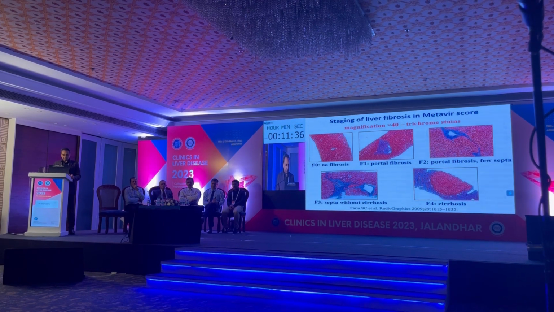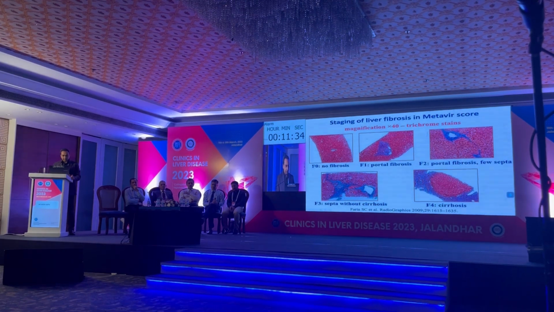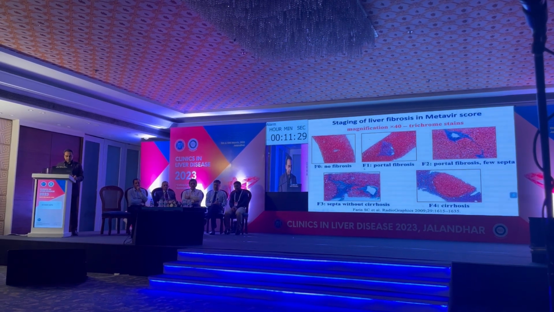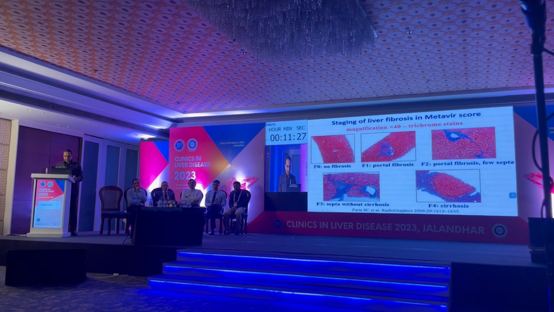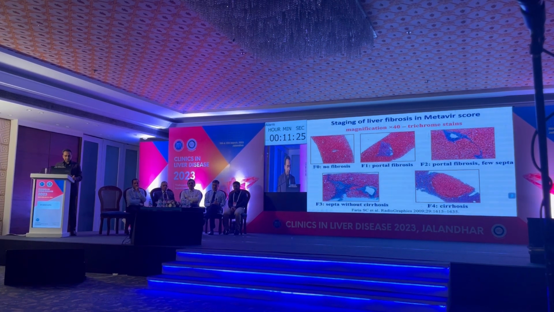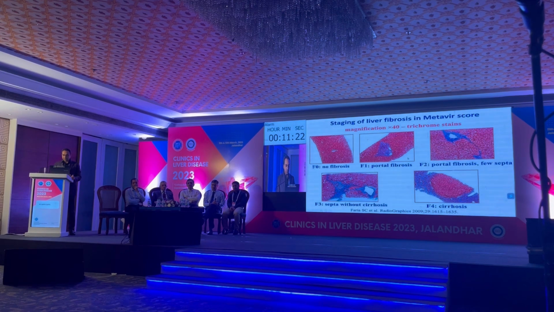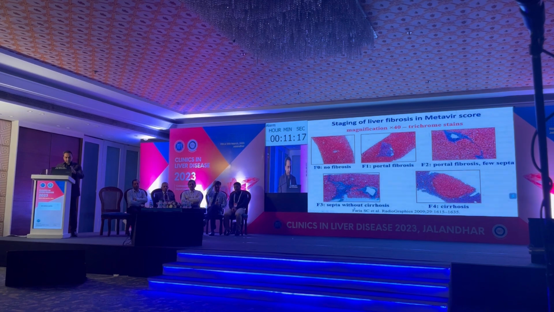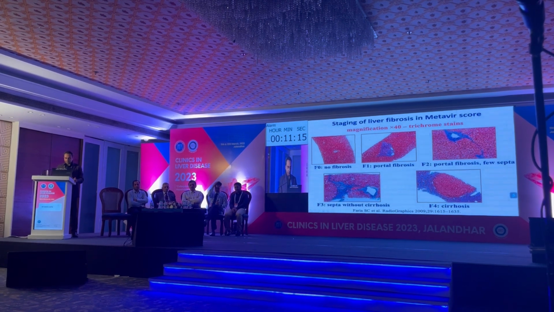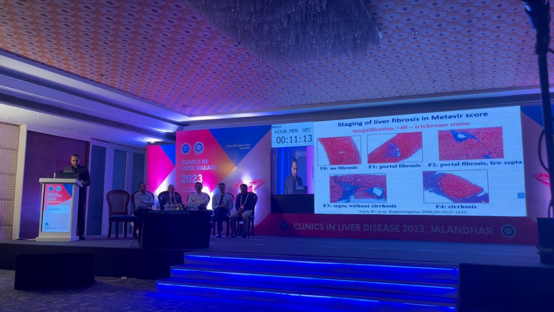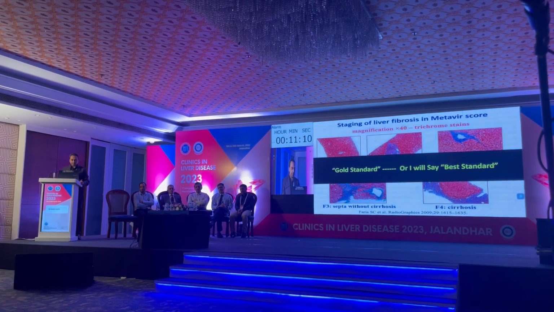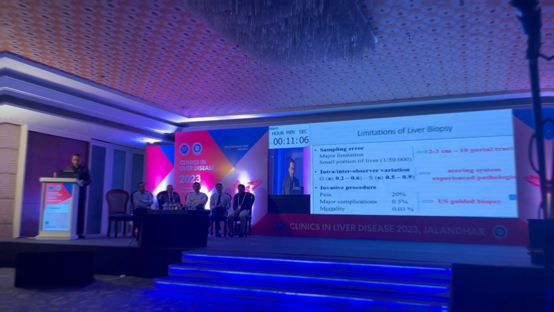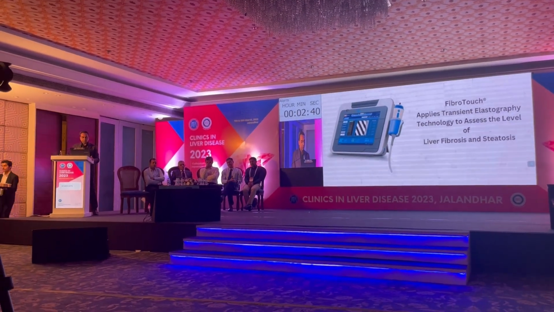We need to understand at what stage of fibrosis our liver patient is when he is sitting in front of you, and we need to have something replicating these liver biopsy pictures: F0, no fibrosis; F1, portal fibrosis; F2, when we develop a few septa; F3, septa, pre-cirrhotic; and F4, cirrhosis with nodularity. So this is the gold standard, or I would say best standard, to diagnose fibrosis in any patient. But this is invasive.